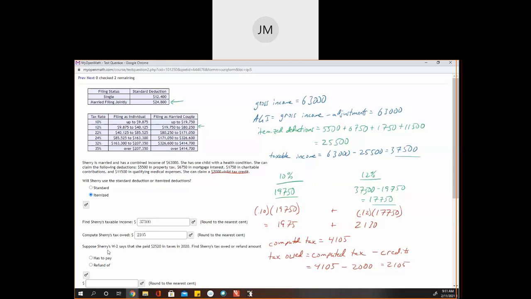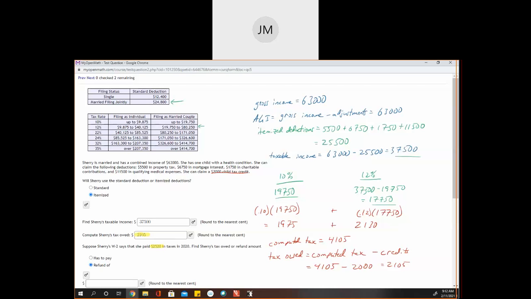Sherry's W-2 says that she paid $2,520 in taxes in 2020. The best way to look at this and not make a mistake is to think about what makes sense. She paid $2,520. She only owed $2,105. So she paid more than she owed, and if you overpaid, you need to get your change back. So she's getting a refund.